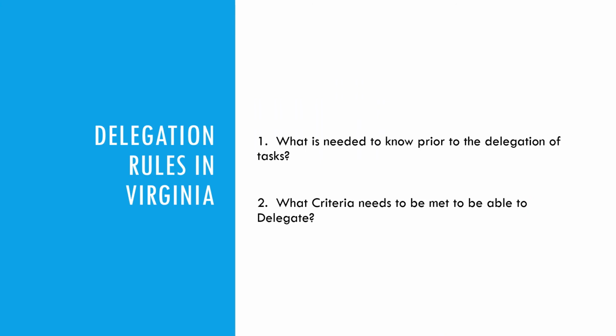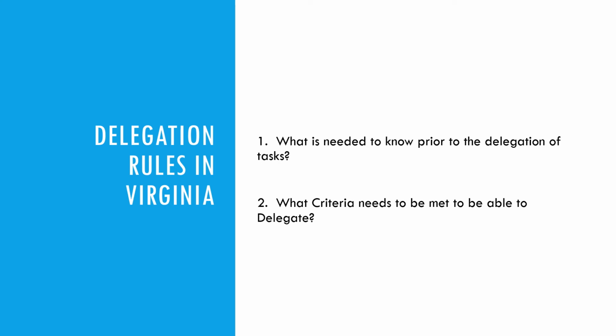So I decided to include what the state of Virginia says about delegation. First thing we want to talk about is what is needed to know prior to the delegation of the tasks. The nurse shall assess the status and the stability of the patient, determine the type, complexity, and frequency of nursing care needed, and delegate only those tasks that, first of all, do not require nursing judgment. They are not complex observations or critical decisions. They do not require repeated performance of nursing assessments, and they do have predictable results with minimal and not life-threatening risk.